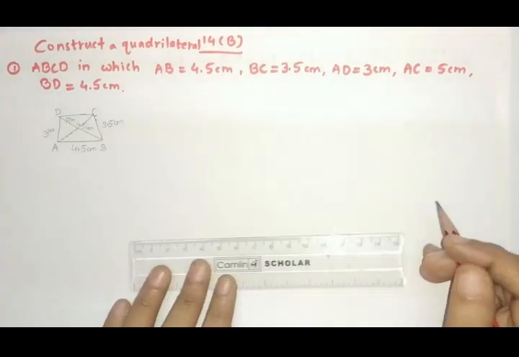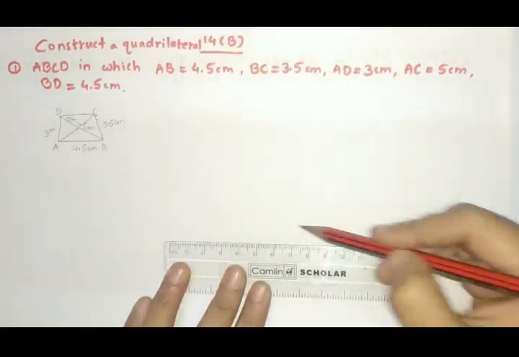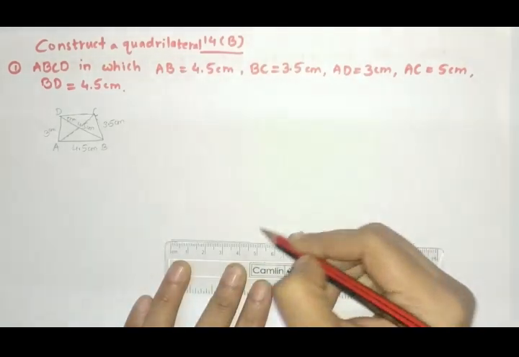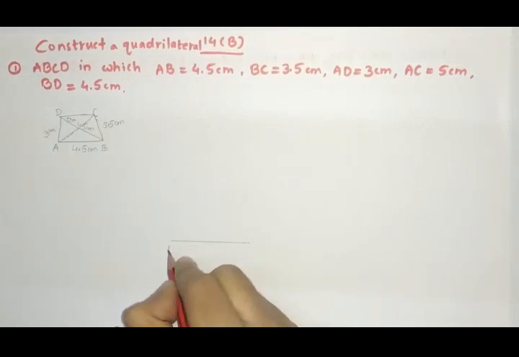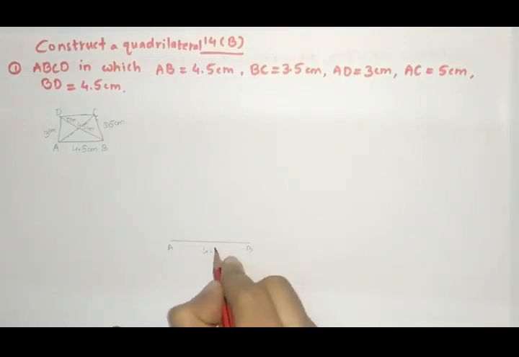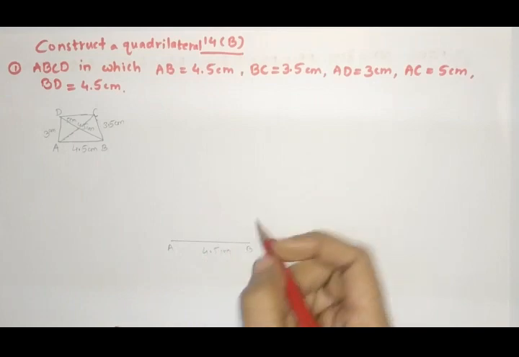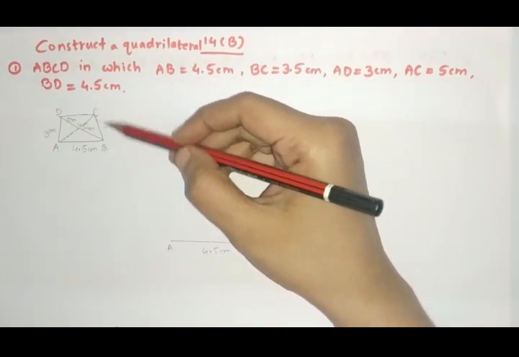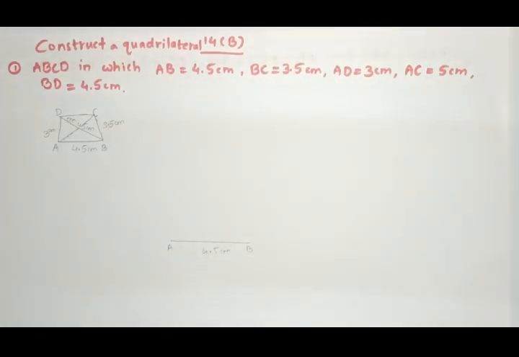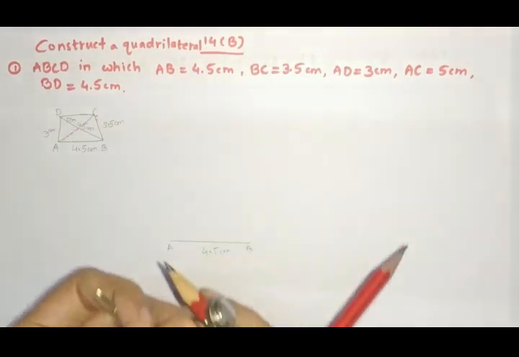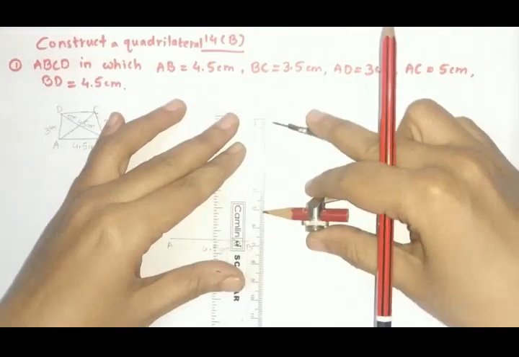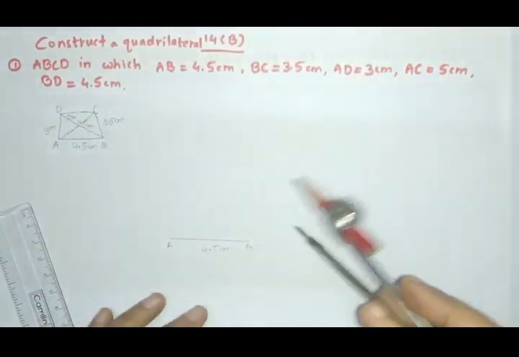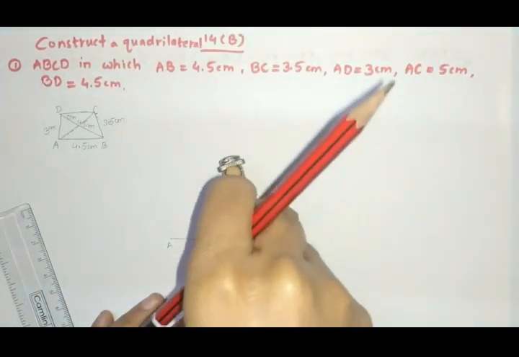First draw AB, 4.5 centimeter. So friends, this is AB, 4.5 centimeter. Now we need to go from B to C. Considering B as a center, we'll draw an arc of 3.5 radius. So just take the compass and set 3.5 in this. It is 3.5. So with B as a center, you need to cut this arc here.